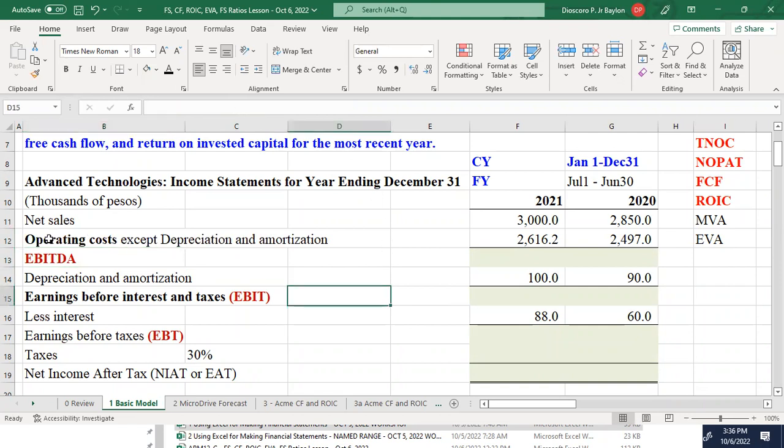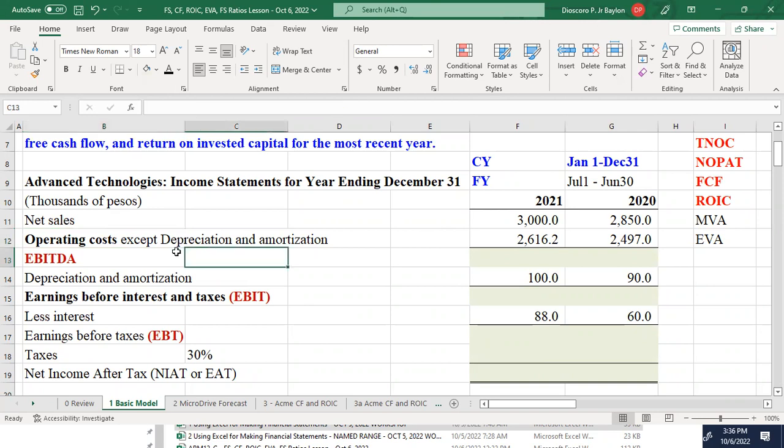Okay, so pag sinabing operating cost, it includes already your cost of sales, cost of goods sold, all the other expenses, rent expense, transportation, utilities, whatever, no? Kung may recreational expense, food expense, whatever expense that form part of the operations of the firm. Okay? Now see, except depreciation and amortization. Now, depreciation and amortization are also part of operating costs.